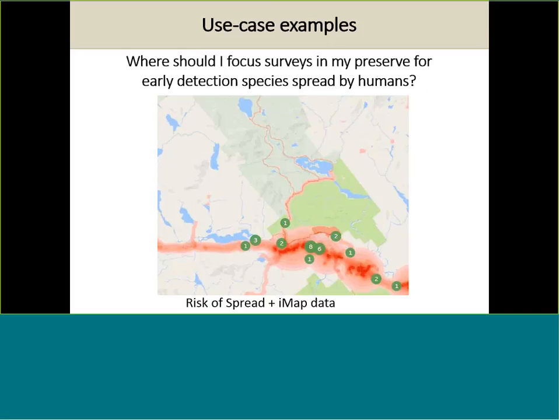Another example for these component maps would be using that risk of spread map. Say if you had an early detection species pop up, such as Japanese stiltgrass, which in many places upstate New York is still considered early detection, and it's easily spread along human corridors. You could use the risk of spread map along with the data that you have for Japanese stiltgrass to figure out where you should focus your surveys to see where those are popping up next.